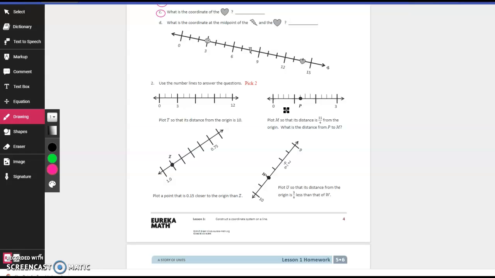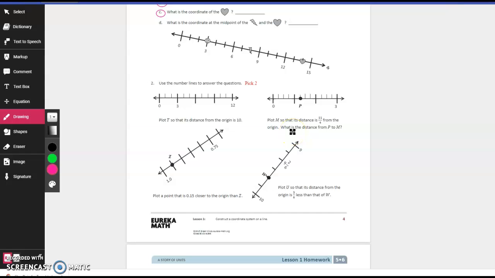There is no 11 fourths on here, so what you could do is ask, how many times does 4 go into 11? You'll get that mixed number, and then you'll find that on the number line here. There's one more question though.